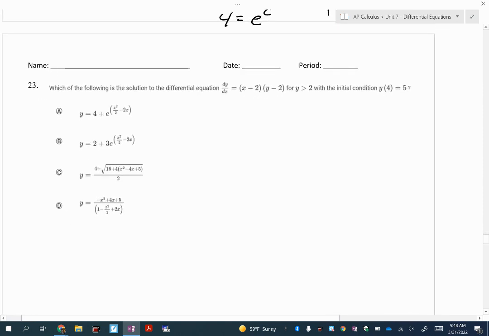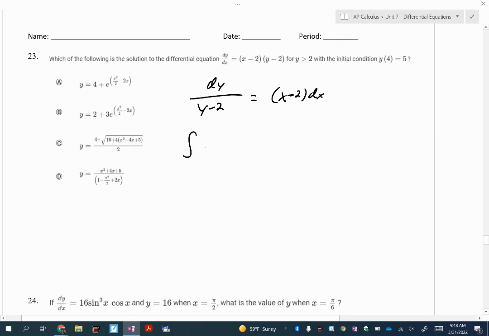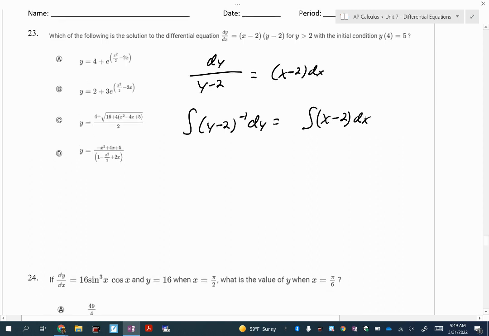So same type of problem. We're going to move this y minus 2 over. I'm going to move the dx over. And I'm going to do the integral. So the integral of y minus 2 to the negative first power dy equals the integral of x minus 2 dx. Okay? So this is going to be the natural log of the absolute value of y minus 2 equals, let's see, 1/2 x squared, and then minus 2x plus c.